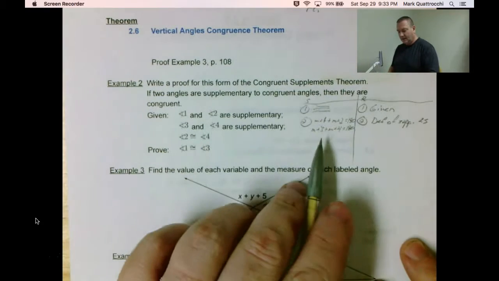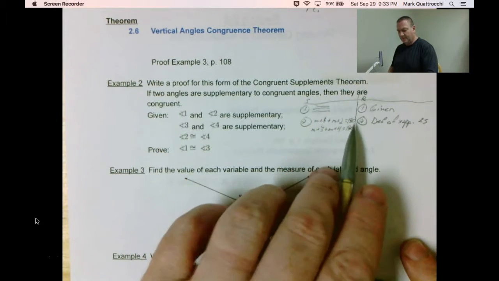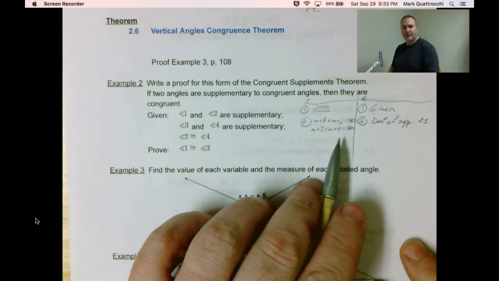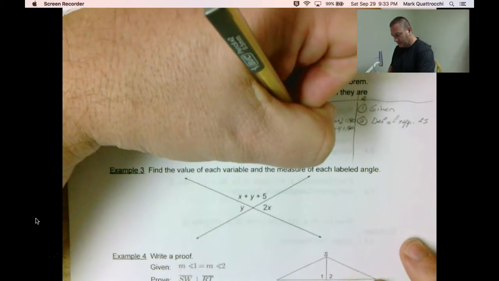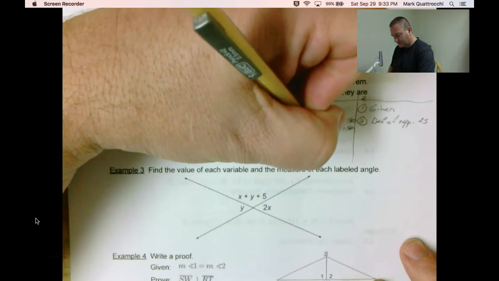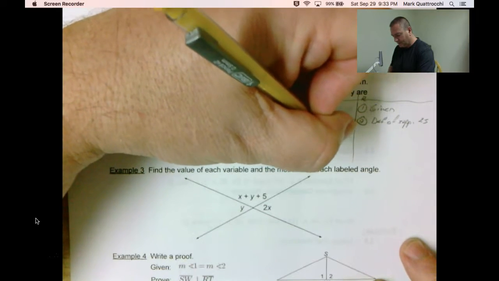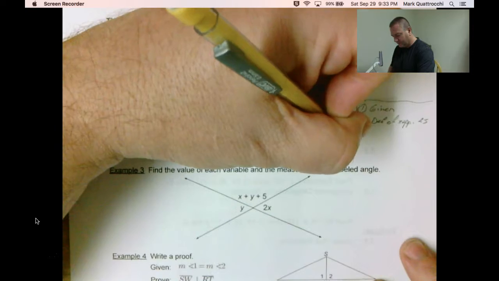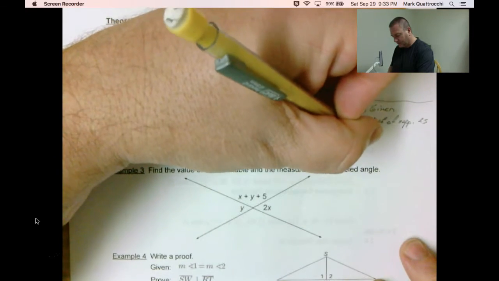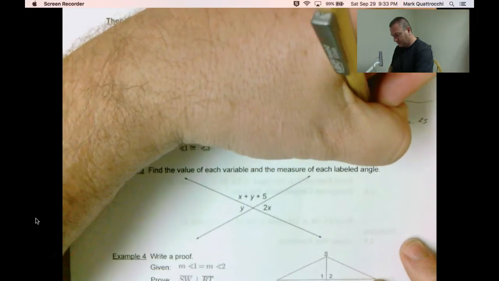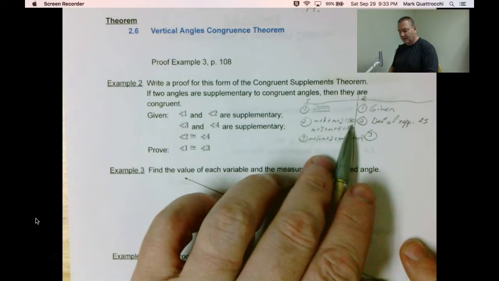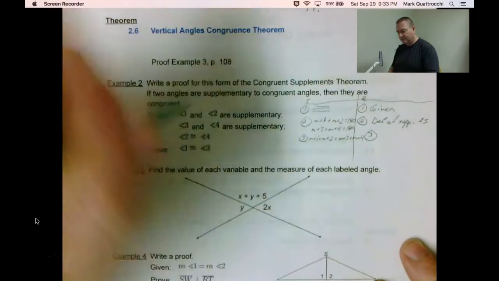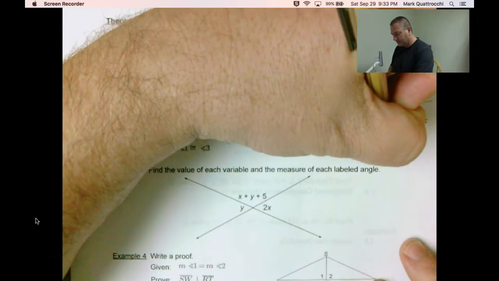Okay, if they're both equal to 180, then they're equal to each other. The measure of angle 1 plus the measure of angle 2 equals the measure of angle 3 plus the measure of angle 4. Reason 3. What did I do there? Instead of writing 180, I wrote the measure of angle 3 plus the measure of angle 4. Substitution property.